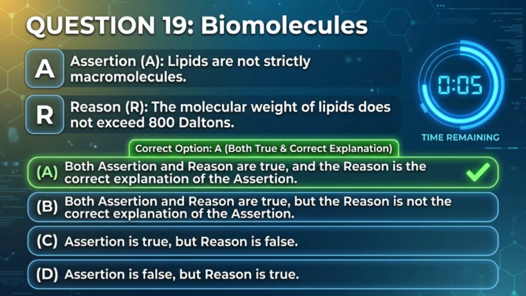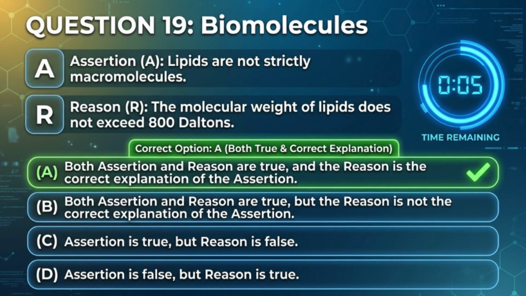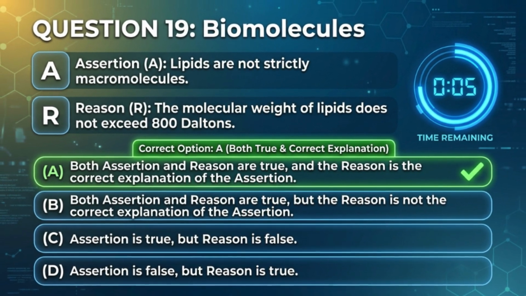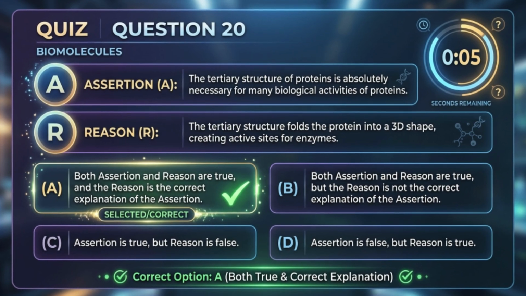Question 19. Biomolecules. Assertion A: lipids are not strict macromolecules. Reason R: the molecular weight of lipids does not exceed 800 Daltons. 3, 2, 1. Lipids are not strict macromolecules, which is true. Why? Because their molecular weight is less than 800 Daltons. They only end up in the acid-insoluble fraction because they form vesicles. Option is A. Question 20.